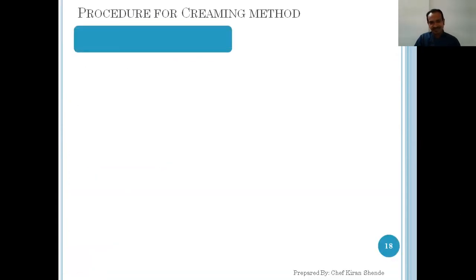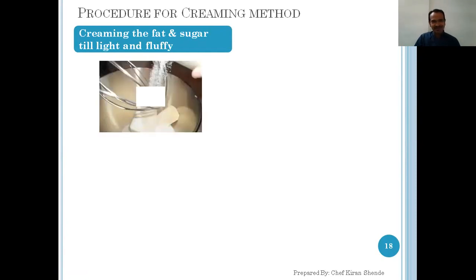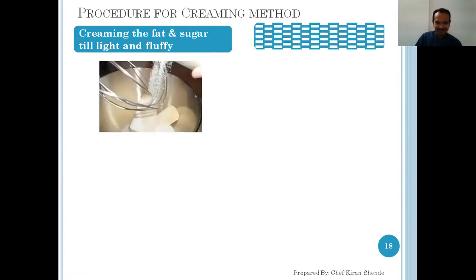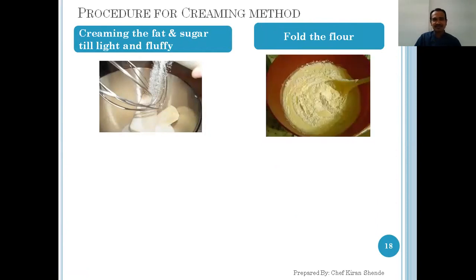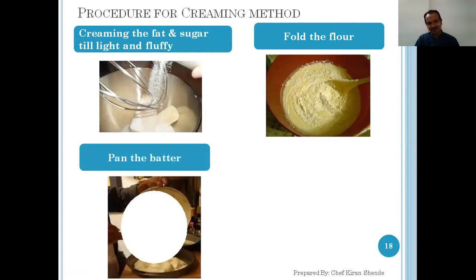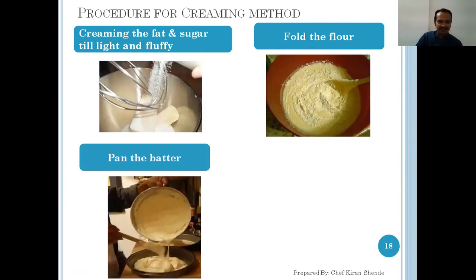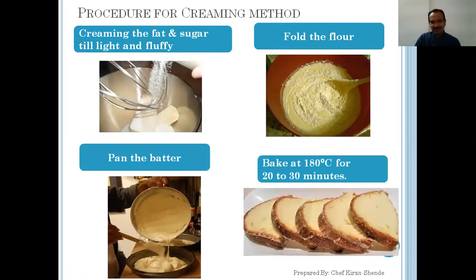The procedure, I'll show it to you in front of you. Number one, creaming of fat and sugar till it is light and fluffy. So this is how it looks. You cream it up, you fold up the flour by a method called cutting and folding, followed by panning the batter. So you're pouring the batter in a prepared tin that is greased and lined or greased and dusted. Bake it at 180 degrees Celsius for 20 to 30 minutes. Okay, so your creaming method cake is ready.